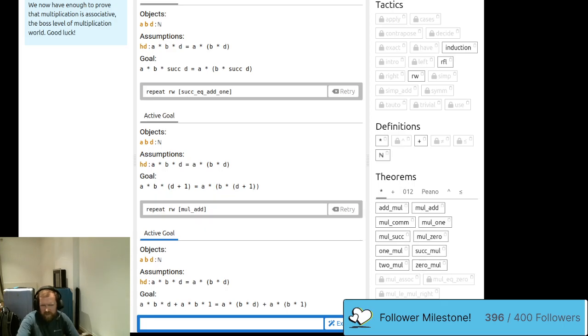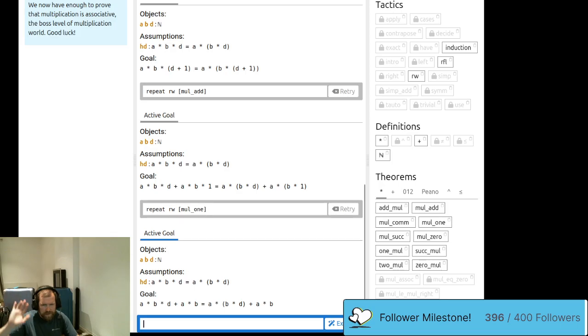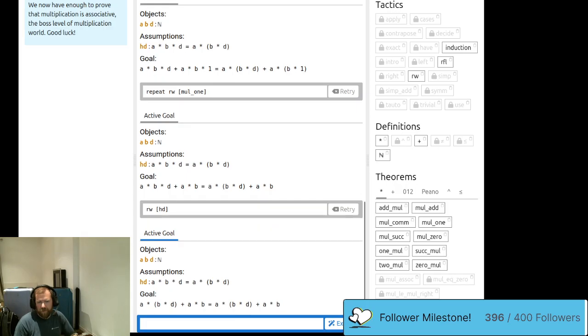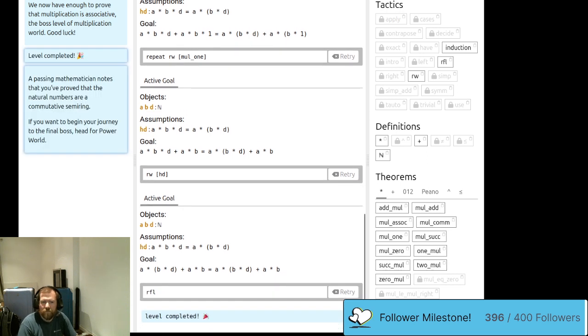Okay, so we've got an a times b times d on the left-hand side, and we're going to repeat, rewrite, multiply by 1. So all the 1's end up going away from our statement, and then we're going to rewrite HD. There we go. Okay, and now the left and the right are identical to each other, so we can use reflexivity on this thing. Woo!